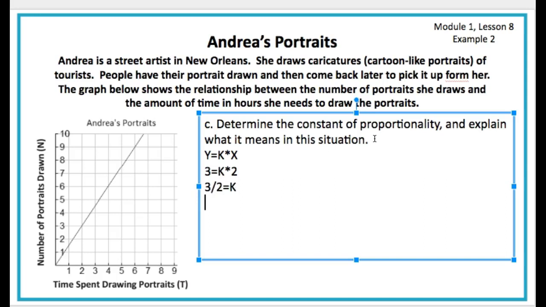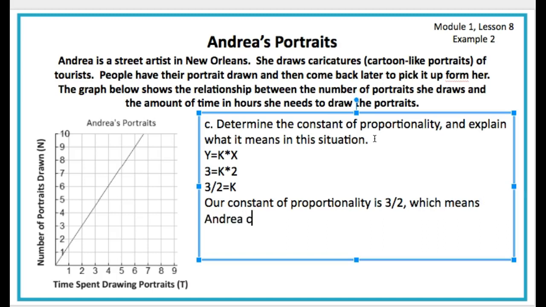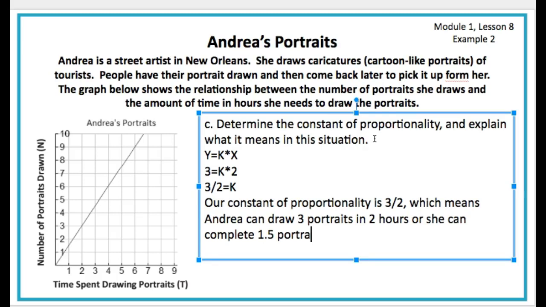So our constant of proportionality is 3/2, which means Andrea can draw 3 portraits in 2 hours, or she can complete 1.5 portraits in 1 hour.